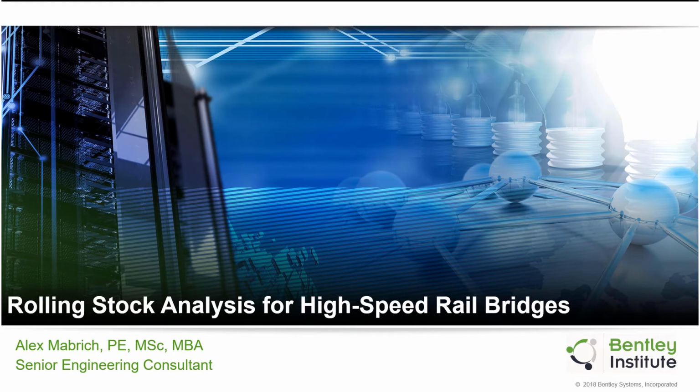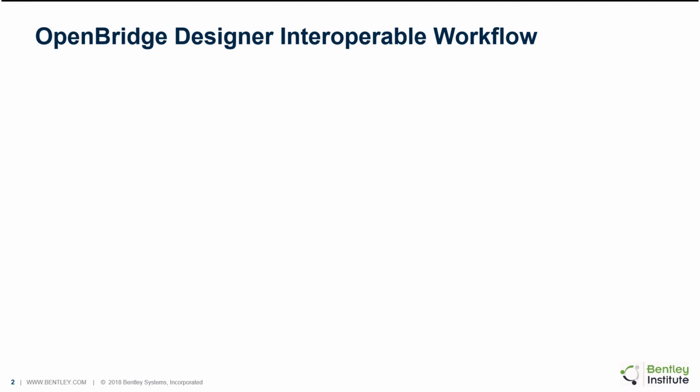The topic of this week is rolling stock analysis for high-speed rail bridges. And we're going to be, of course, not only seeing the rolling stock, but as well defining what I mean by rolling stock. Okay, so we know this is done through the interface of OpenBridge Designer, as we need to model the bridge first, right?